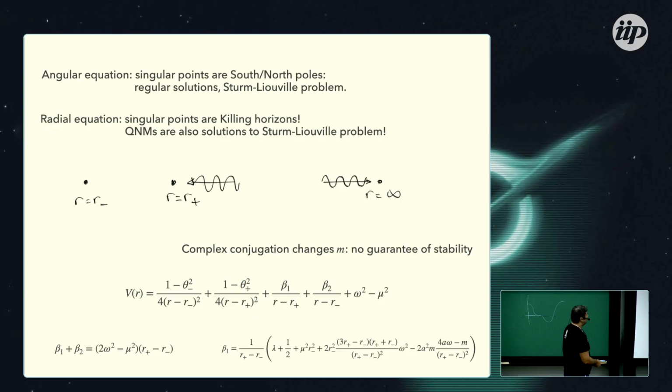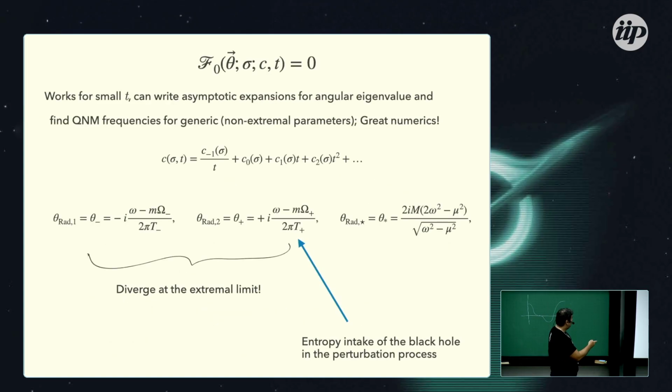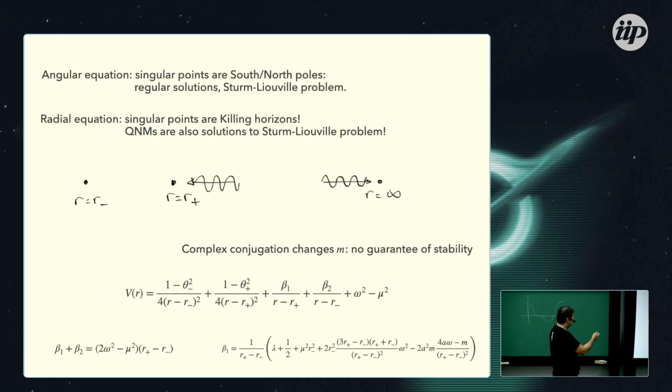Strange fact that will become relevant later on is that the separation of variables does not commute with parity transformation or time reversal. When you do time reversal, you send the frequency to minus the complex conjugate of the frequency, and you change the z component of the angular momentum to minus the z component of the angular momentum. The value of m changes. So the usual arguments that I have for stability of the system do not apply here.